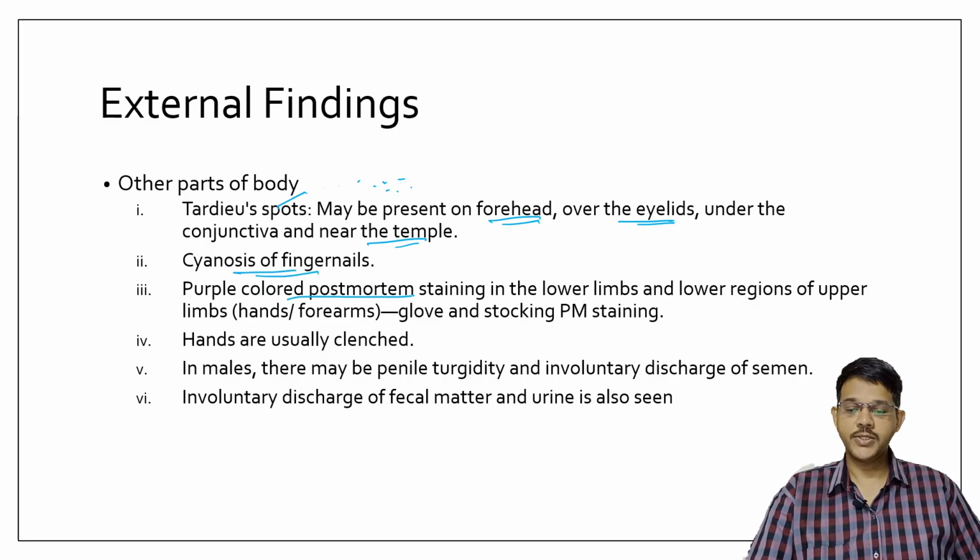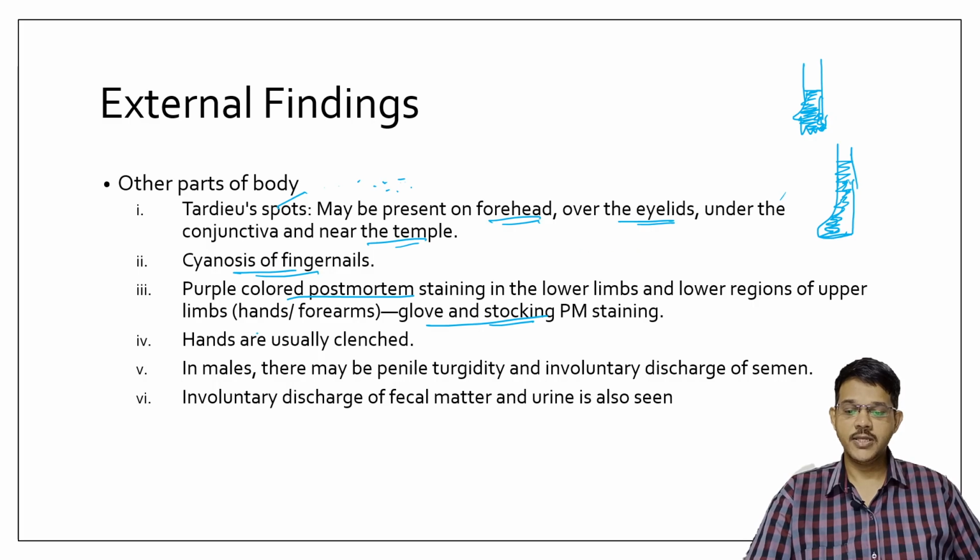Purple colored postmortem staining, that is PM staining, is seen in the dependent parts of the body. It is usually present in the hand. In the hand, it is present in the upper part like a glove, in the lower part of the upper regions, and in the legs, it is usually present up to below the knee. So it is called glove and stocking PM staining. It will look like a glove, and in the legs it will look like a stocking. Glove and stocking type of PM staining is seen.